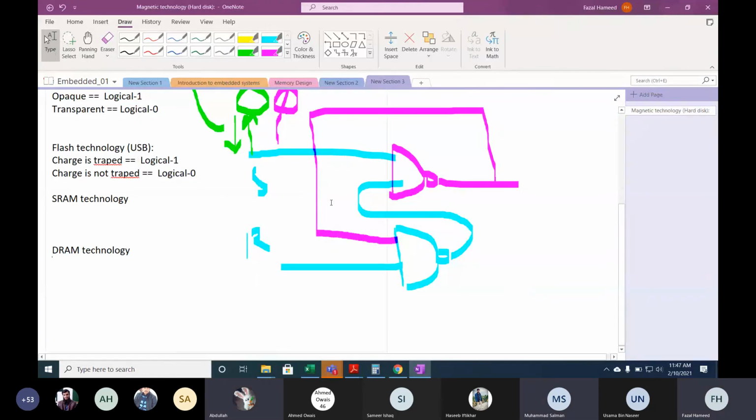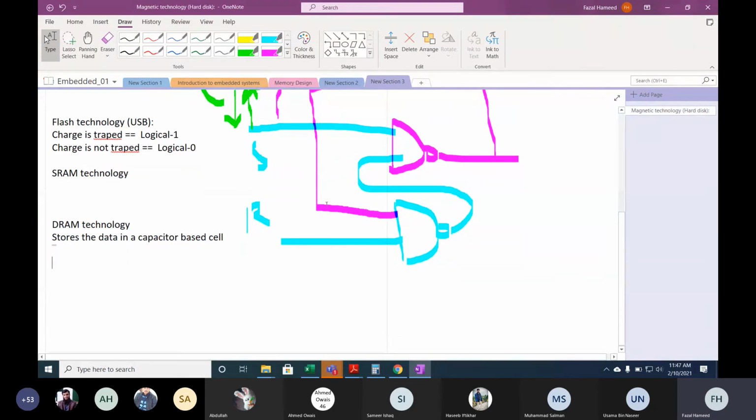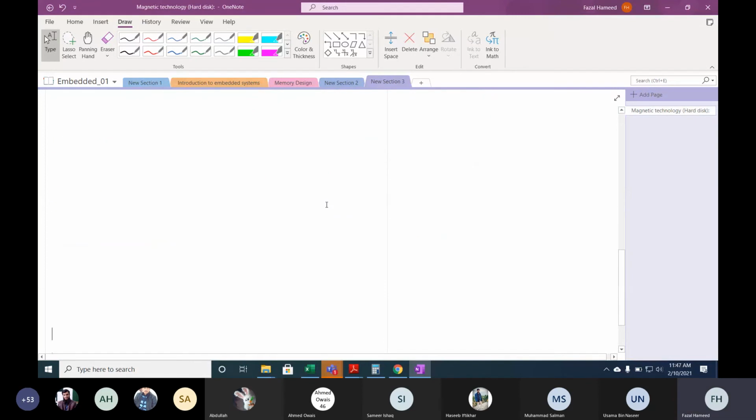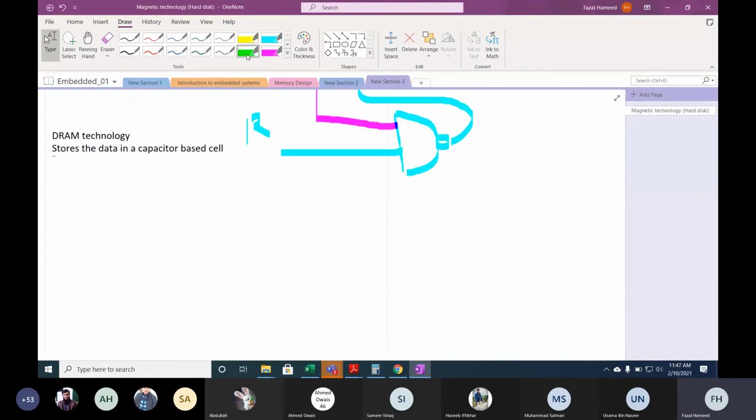Yes, DRAM stores the data in a capacitor. Capacitor-based cell. Actually, this capacitor is actually a transistor. So how does it store the data? I will explain this with an example. Now this is a transistor, and this is a single transistor, and it is represented by a capacitor.